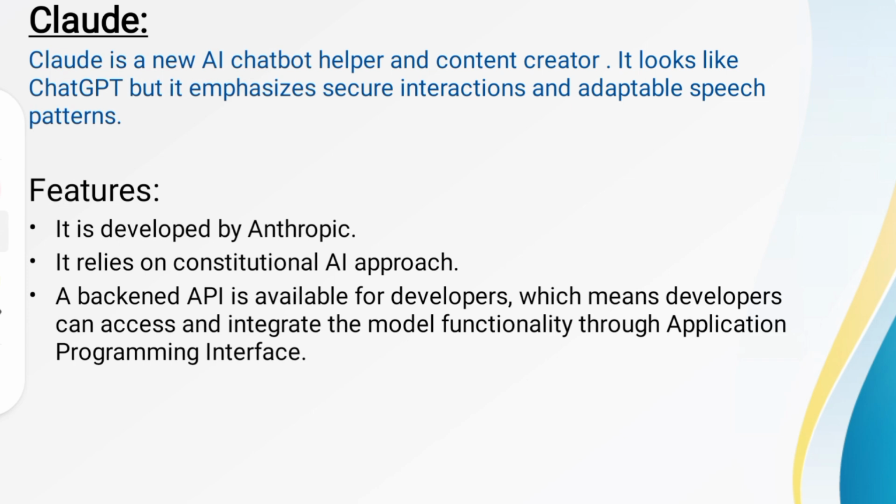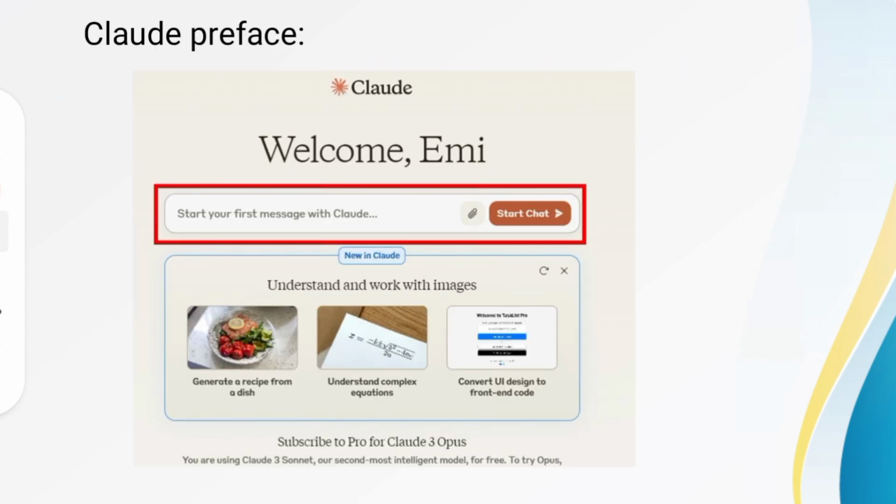Claude. Claude is the new AI chatbot helper and content creator. It looks like ChatGPT, but it emphasizes secure interaction and adaptable speech patterns. It has different features. It is developed by Anthropic, which cost more than $5 billion at present. It relies on constitutional AI approach. A backend API is available for developers, which means developers can access and integrate the model functionality through application programming interface, that is API. This is the Claude preface.